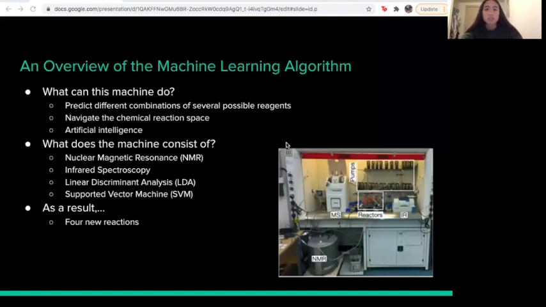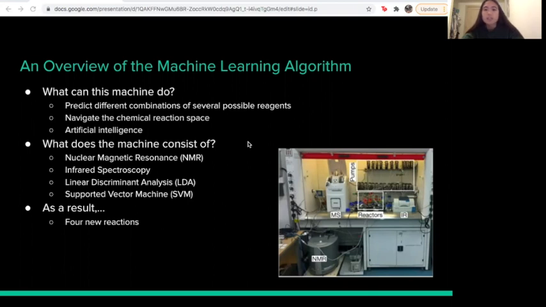What can this machine do? This machine can predict an abundance of different combinations with several possible reagents. Therefore, it can efficiently navigate the chemical reaction space. Also, it is able to exhibit artificial intelligence, thus, it can adapt and self learn the information. For instance, after only knowing 10% of the reactions, it can predict about 90% of the reactions without performing the experiments.